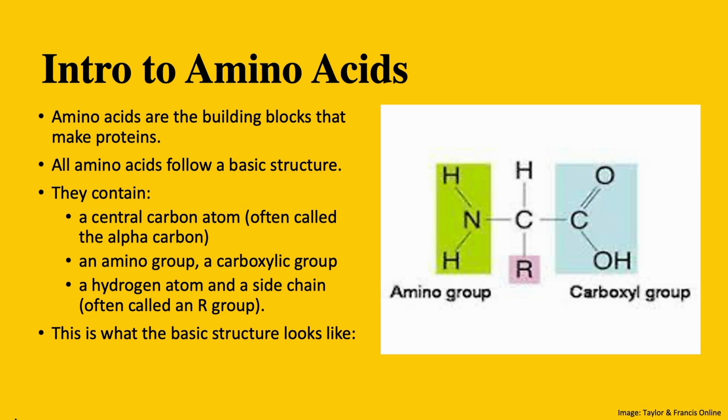There are many types of amino acids, some of which don't look like the structure that you see on the screen. However, the ones we need to know all follow the same structure that you see on the screen. Here you can see that the amino group and the carboxylic group are attached to the central alpha carbon. And because of this, these are called alpha-amino acids.